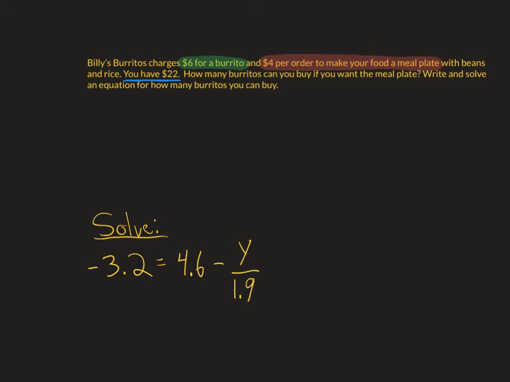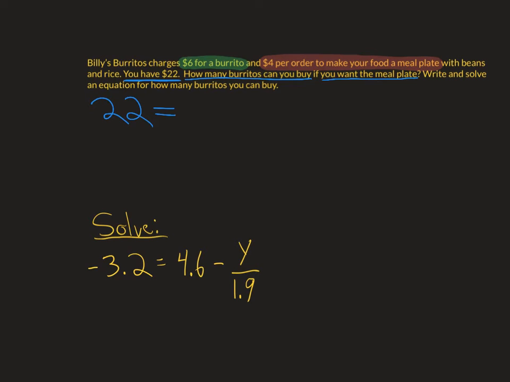So if we're starting with $22, how many burritos can we buy? We're going to get the meal plate, so you have to include that piece. So with $22, we've got the meal plate cost plus however many burritos we can buy on top of that. So if we were to write this up, we're starting at $22. That's going to be the value by itself on the other side of the equation. Our total cost is going to equal 22. That's all we have to spend.